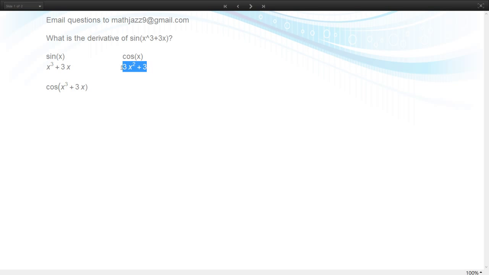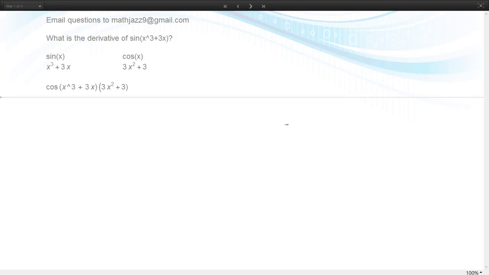I do the same thing with the second line, but since there's nothing diagonally to the left of it, I know I am done with my problem. So I plug in 3x squared plus 3. And now this is the derivative of my compound function, the derivative of sine of x cubed plus 3x. So that isn't so bad.